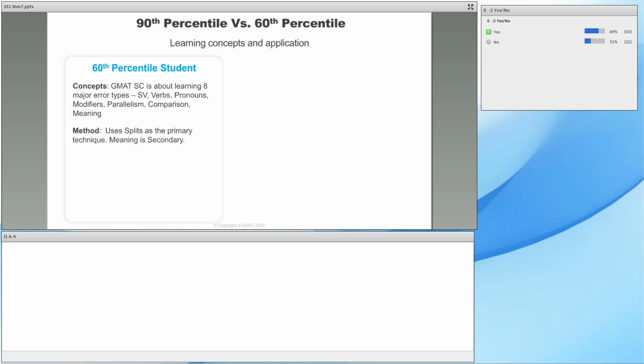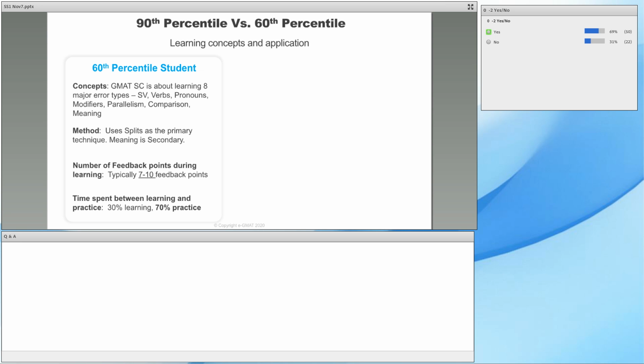So how does the 60th percentile student look at it? He says, okay, GMAT SC is about learning these 8 major error types: subject-verb, verbs, pronouns, modifiers, parallelism, comparison, meaning, and idioms. Idioms is not mentioned here. And then the 60th percentile student actually uses splits as the primary technique. He looks at the original sentence, he looks at the answer choices, and really says, okay, what's the difference in those answer choices?